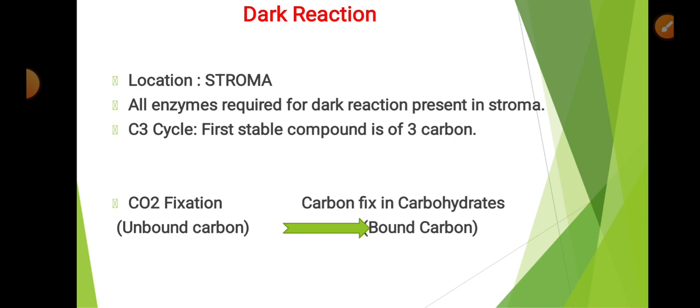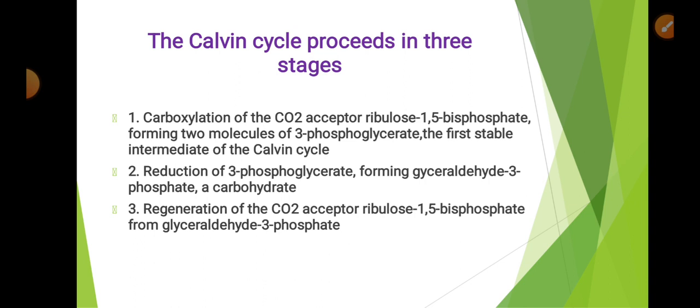Now in the C3 cycle, the first stable compound is of 3 carbons, and hence the plants which follow the C3 cycle are called C3 plants. Now, what is the basic reaction? Carbon dioxide fixation: unbound carbon is converted into carbon fixed in carbohydrates in the bound form. The Calvin cycle proceeds in 3 stages. The first stage is carboxylation, the second stage is reduction, and the third stage is regeneration.